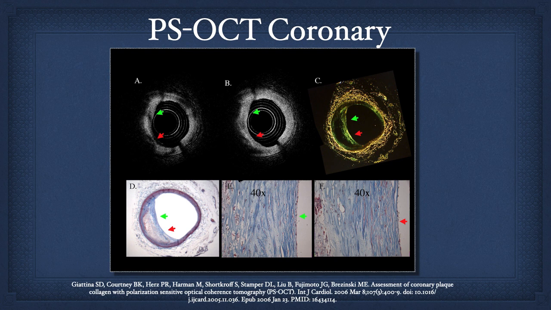But if we look at the red arrow in A and B, there was a dramatic change when we changed the polarization. And you can rotate this polarization really rapidly in vivo. So it's not like it's something difficult to do in the cath lab. And if you look at the bright green on C, that's organized collagen. So the green arrow is an area of disorganized collagen, and the red arrow is an area of organized collagen. So the area that's more susceptible to problems is the area with the green arrow.